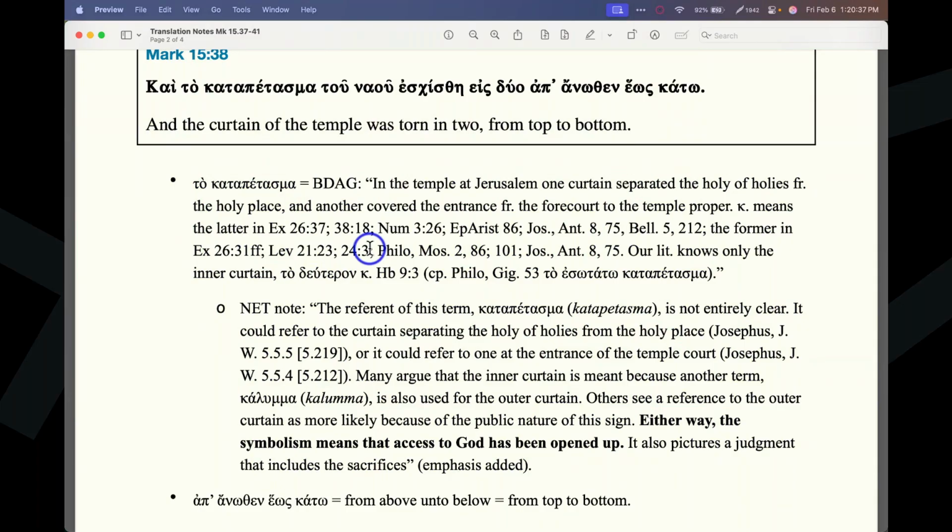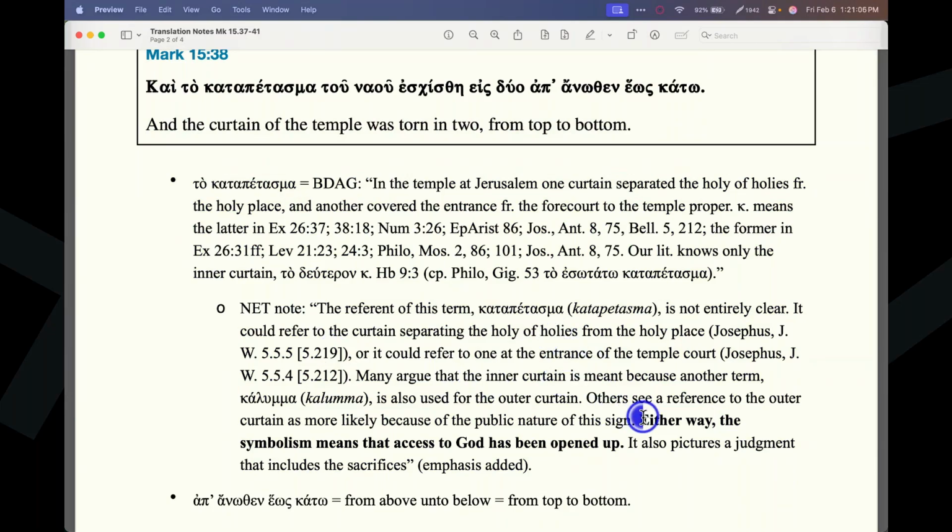So context, even other contexts, won't determine what it means here. It's not like you can see there were multiple curtains, this only referred to the one. Well, it can refer to both. But then it goes on to say our literature, so what's surveyed in the lexicon, knows only the inner curtain. And then here's another note. The New English Translation Bible just talks about how this is not entirely clear. Other commentators will say it is clear, and it lists which curtain is meant.